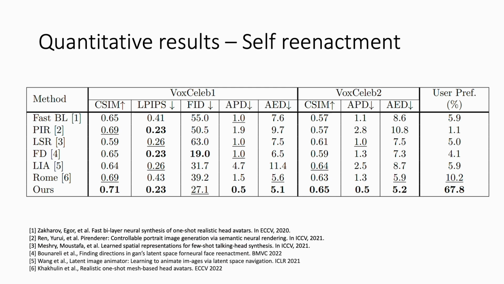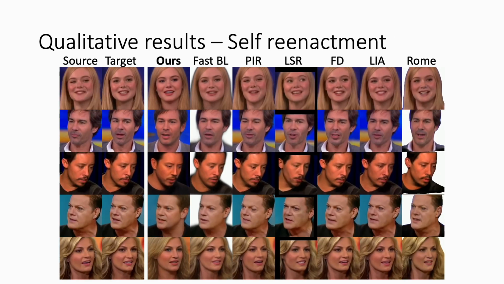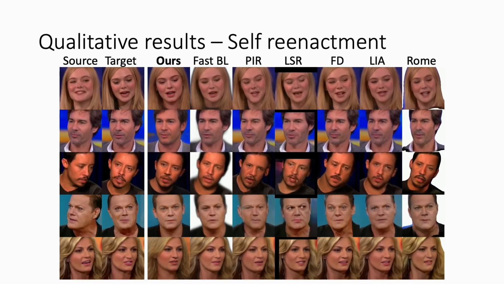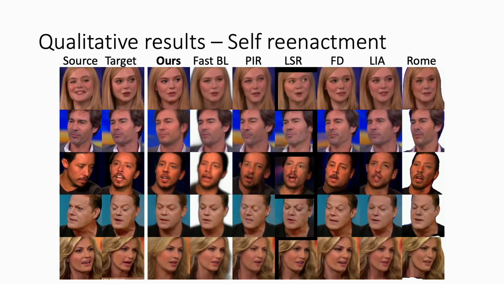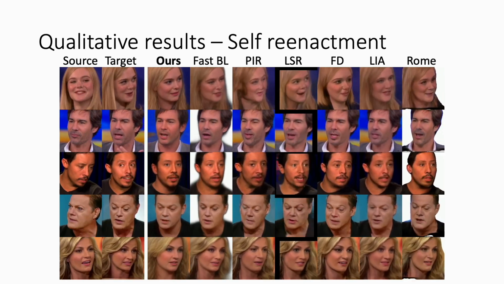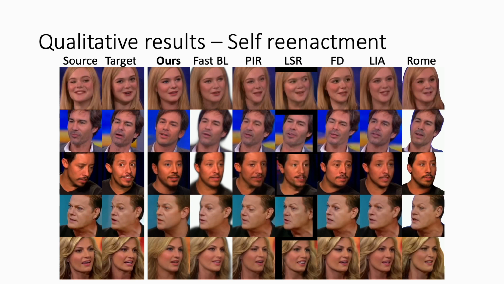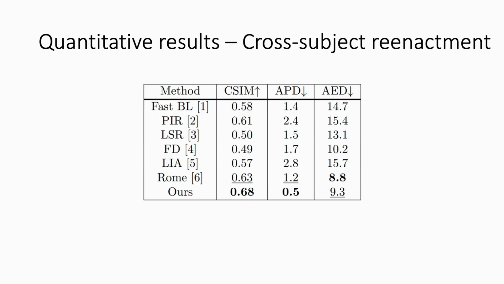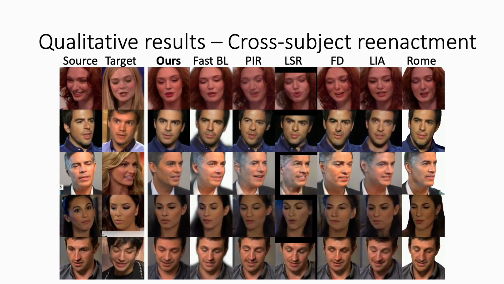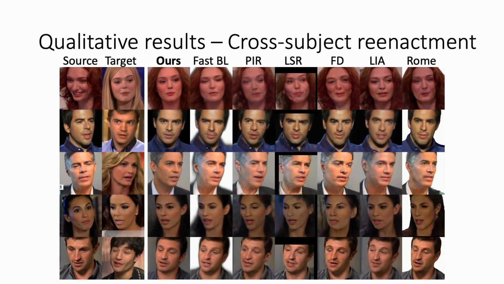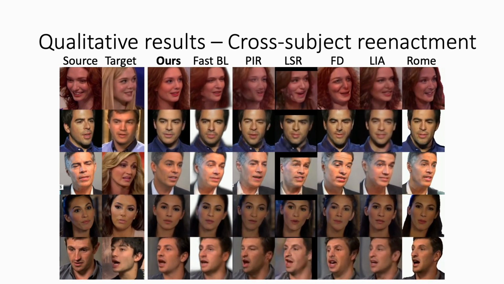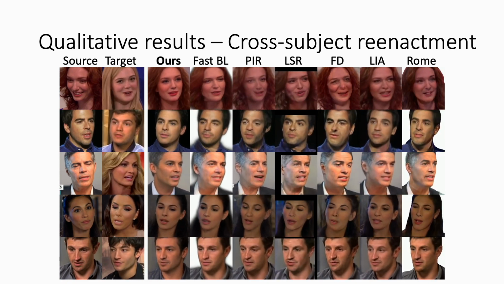We compare our method with 6 state-of-the-art methods. Here you can see our quantitative comparisons on self-reenactment. As shown, our model presents compelling results by successfully preserving the source identity details and accurately transferring the target facial pose. We also present our quantitative and qualitative results on cross-subject reenactment. Our method outperforms all methods on identity preservation while also effectively transferring the target facial pose without producing unexpected visual artifacts.